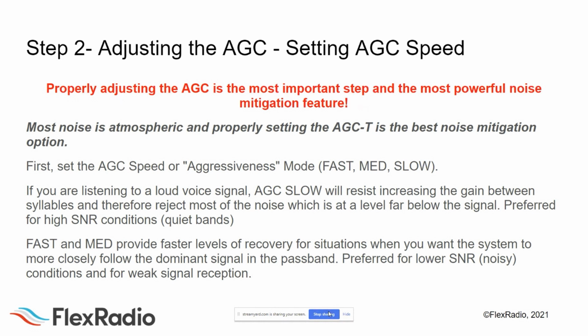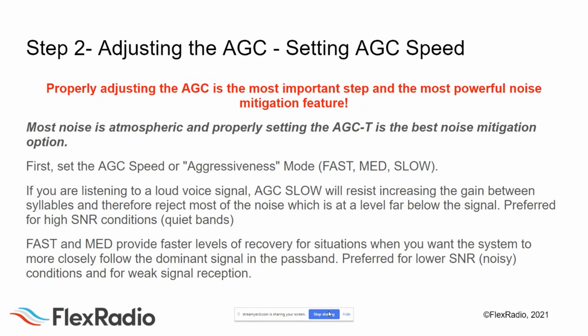So the first thing you want to do is set the AGC speed or aggressiveness mode, which is fast, medium, or slow. How you set this really depends on a couple of things. If you're listening to a loud voice or rag chew or things like this, you may want to use AGC slow so that it resists increasing the gain between syllables and keeps more of an even keel volume with what's going on. The AGC slow is also preferred for high signal to noise ratio conditions on quiet bands. So when I'm operating, I'm usually switching between medium and slow most of the time. Occasionally, I'll use fast.